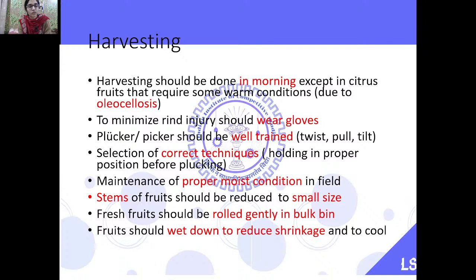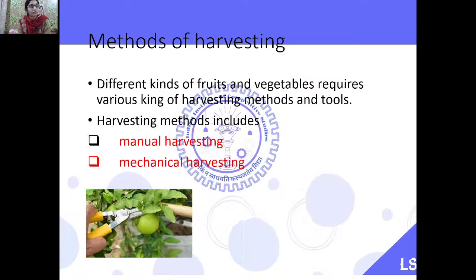We should wear gloves, and the plucker should be well trained in how we have to twist it, how we have to pull it, how we have to do the harvesting. We should select the proper techniques according to the type of the fruit. We should maintain the proper storage conditions in the field, right? So all these things we should have ready in the field once your fruit is plucked.